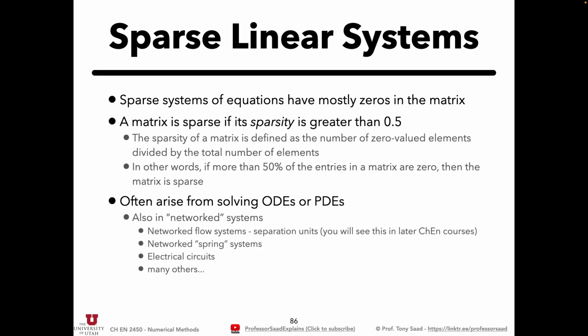And we defined sparsity last time as being the ratio of the number of 0 elements to the total number of elements in a matrix. And we said a matrix is sparse if 50% of those elements are 0, if the sparsity is 0.5.